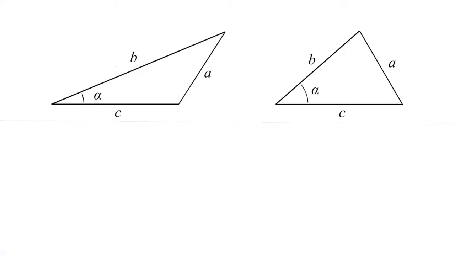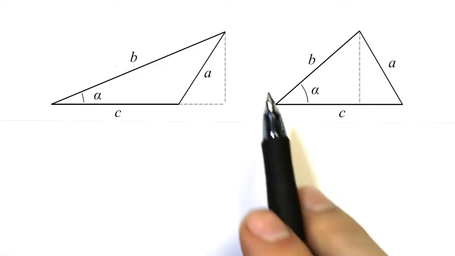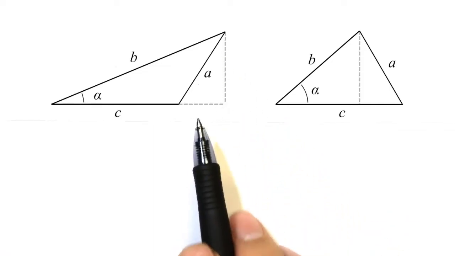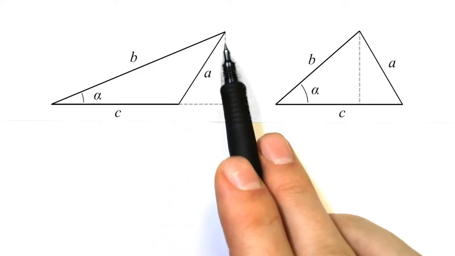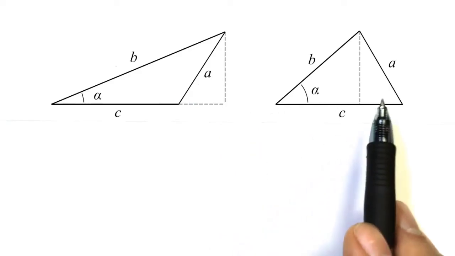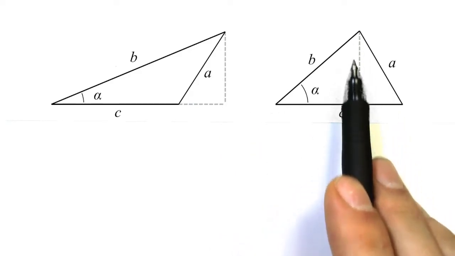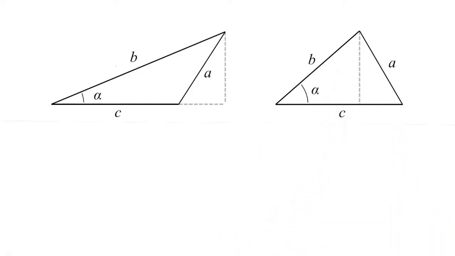The way we're going to do this is we are going to form a right triangle by dropping a vertical from the top point of the triangle. Now you can see there's two situations. One where we have an obtuse angle here, in which case the vertical is outside the triangle. The other one is where we have an acute angle, in which case the vertical falls inside the triangle.